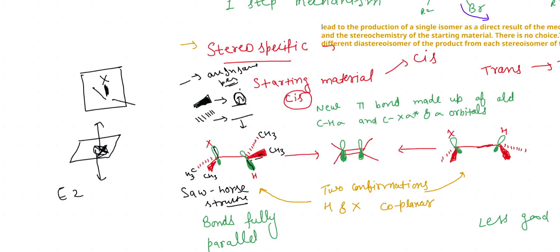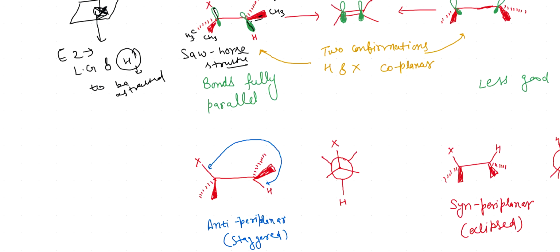For the E2 mechanism, there is one necessary condition: the leaving group and the hydrogen to be abstracted should be anti-periplanar. So what is the meaning of anti-periplanar? It means they should be parallel to each other, but in opposite directions. Clear? Like this. So look at the example.